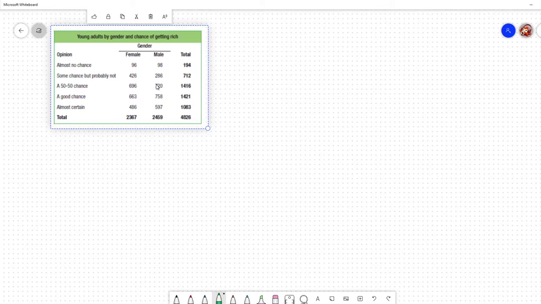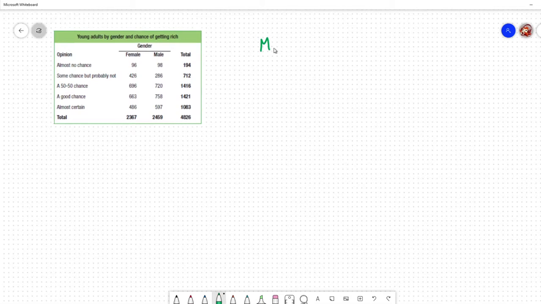This 720 here would mean that the 720 males had the opinion that they had a 50-50 chance of getting rich. So we would normally have these numbers, and then these totals here off to the side are just totaling up the genders and then totaling up the opinions. So in total, we spoke to 4,826 people, both males and females. Okay, so that would be my total there.